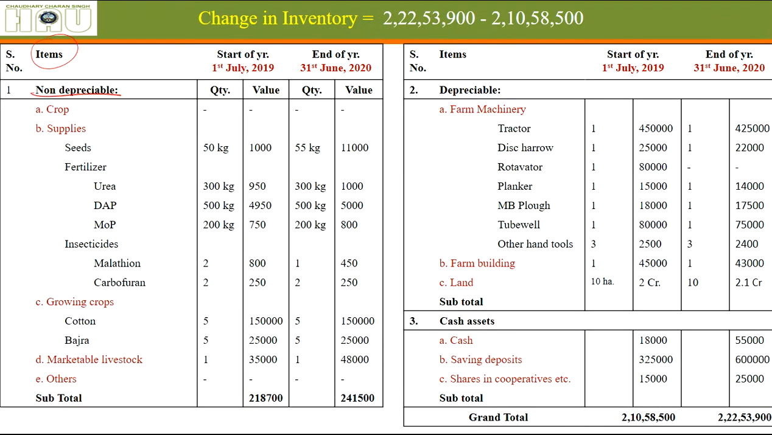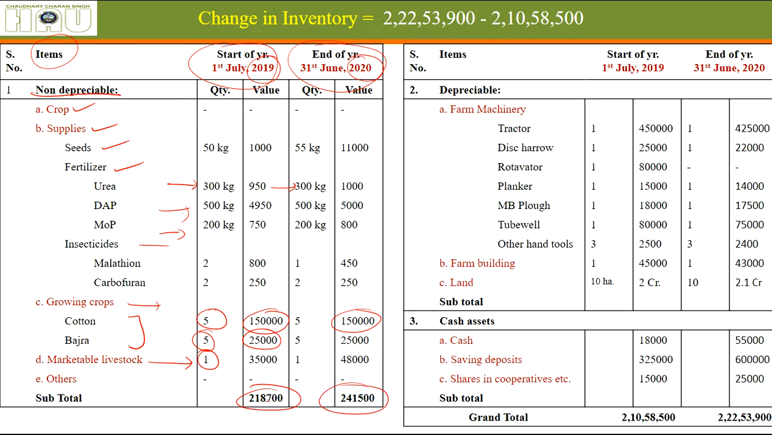There are different items: non-depreciable, crop. In supplies, there are seeds, fertilizer. As you can see, I mentioned the quantity and value at the start of the agricultural year and at the end of the agricultural year, in 2019 and 2020. DAP, MOP, insecticides, growing crops that are standing right now. This much has been invested in 5 acres of the crop. This much in Bajra, 5 acres, 25,000 has been invested. Marketable livestock is just one. Others, the total is here at the start of the year and at the end of the year.